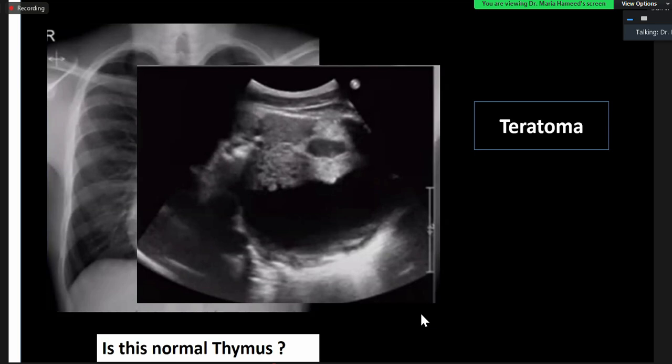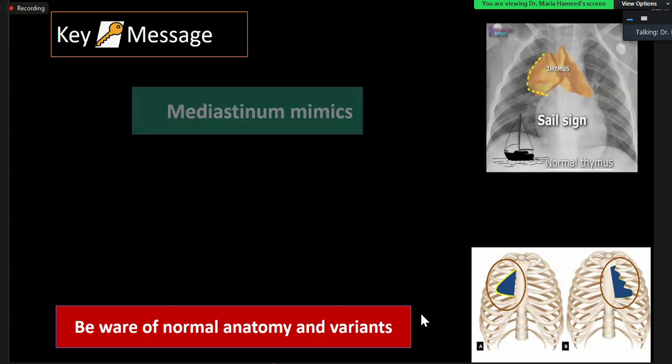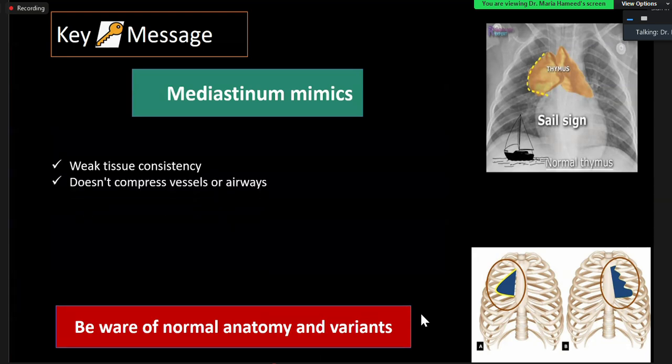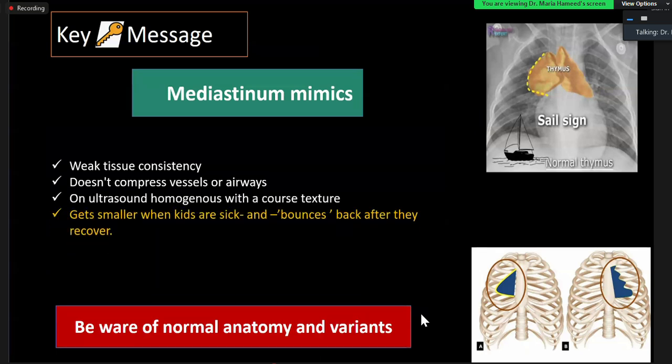Sometimes the variant can mimic a pathology and vice versa. So the key message on this slide is to beware of normal anatomy and variants, and remember that thymus tissue has no mass effect and doesn't compress airways and vessels, and it shrinks once the patient is sick and bounces back once the patient recovers.